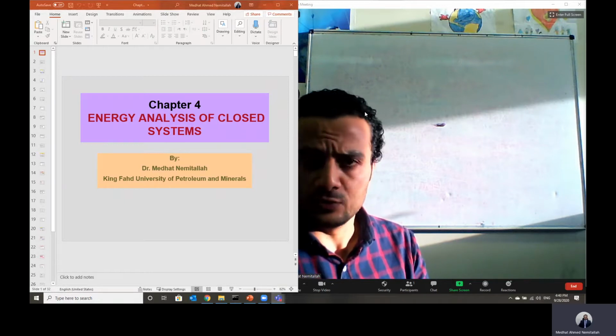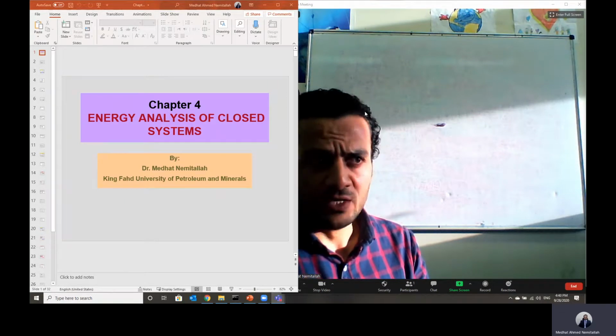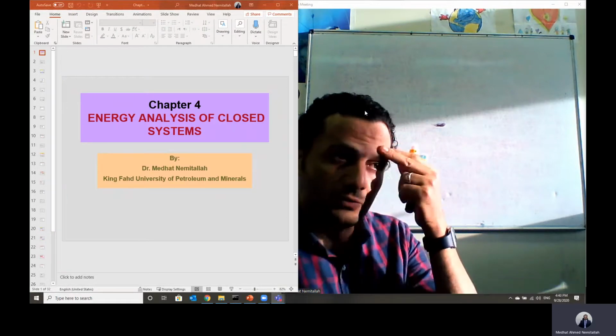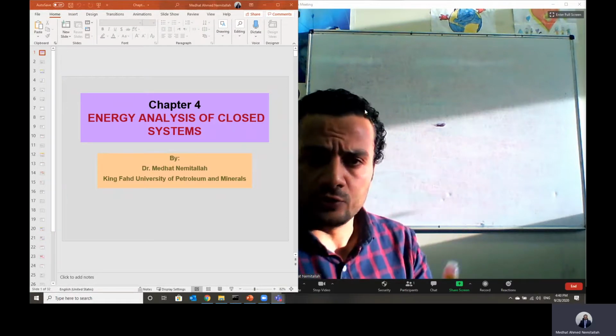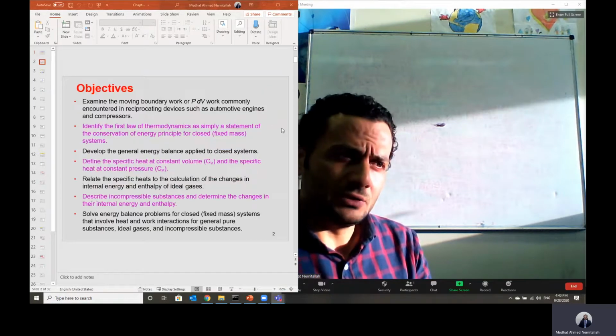Then we can apply the first law of thermodynamics, and now we are able to calculate all the properties of a system at a given state. Then we can have some examples. We can apply the first law equation to calculate the heat transfer or the work out of a system. Okay, this inshallah will be our subject.